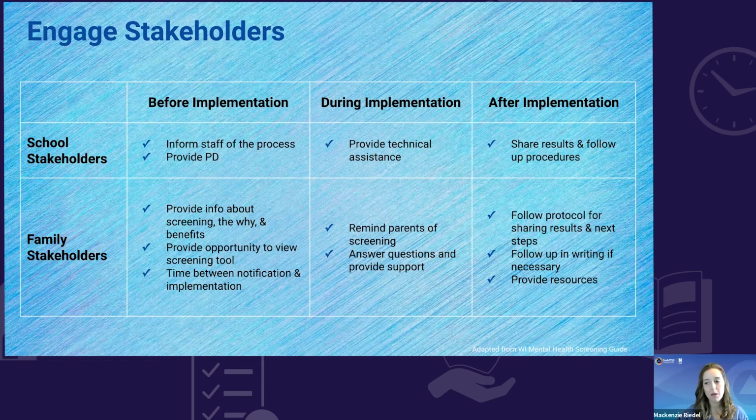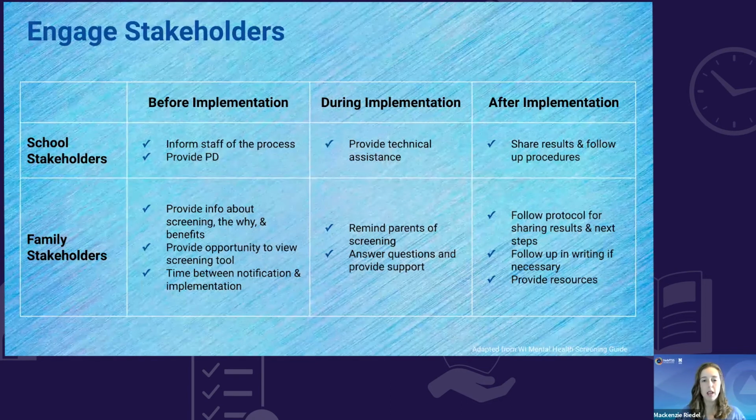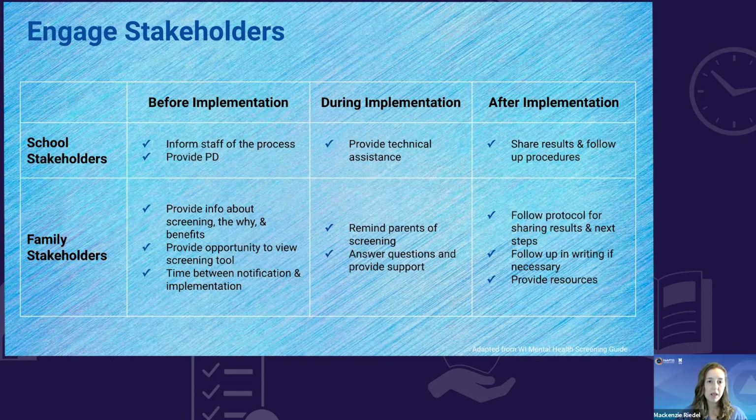The same goes with families. You want to tell them about the screener, maybe give them the why you're doing it and talk about some of the benefits. You could give them the opportunity to view the screening tool. Not all parents or families are going to want to view it, but some of them will. And then give them time between notifying them of the screening process and actually implementing the screener. This will give the families time to talk and to read and gather that information, but then also give them time to give their active consent or opt out if they're wanting to do that.